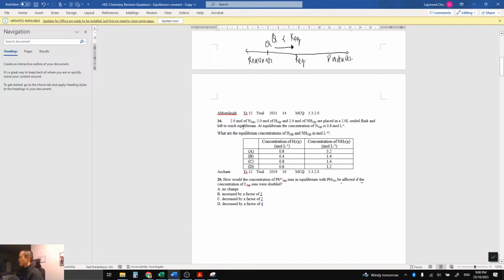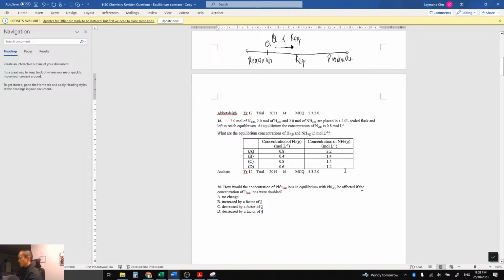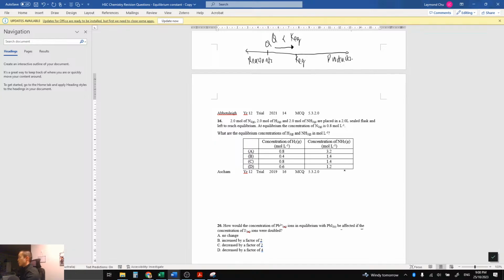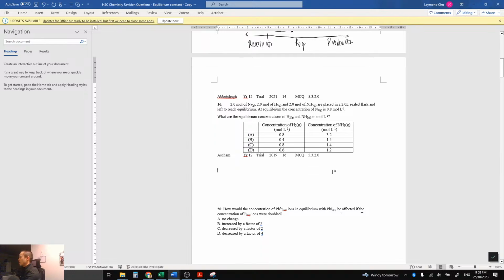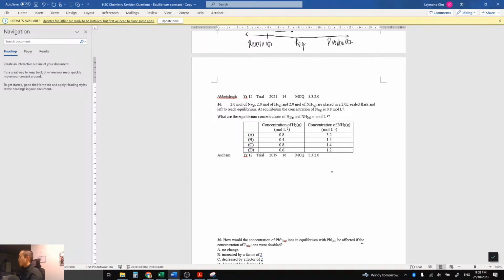Moving on, question 16. 2 moles of N2, 2 moles of H2, 2 moles of NH3 are placed in a 2-liter sealed flask and left to reach equilibrium. At equilibrium, the concentration of N2 is 0.8. What are the equilibrium concentrations of H2 and NH3? So, for this one, we need to write out our equation. Now, this one you guys should know already. This is our Haber process.